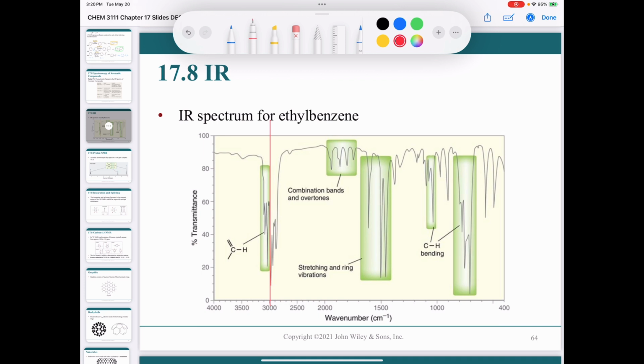Aromatic compounds also produce a series of signals between 1450 and 1600 reciprocal centimeters, resulting from the stretching of carbon-carbon bonds of the aromatic ring, as well as ring vibrations. The specific pattern of these signals can often be interpreted to identify the specific substitution on the ring, meaning whether it's mono-substituted, ortho, meta, or para, although this level of analysis will not be discussed in our current treatment of IR spectroscopy.